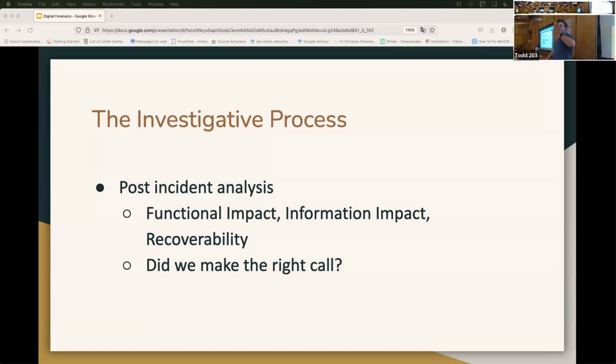And at this point, we have given our evidence and our data over to whoever needs it. Maybe that means one of our digital forensic analysts gets called into court, but the process is over.